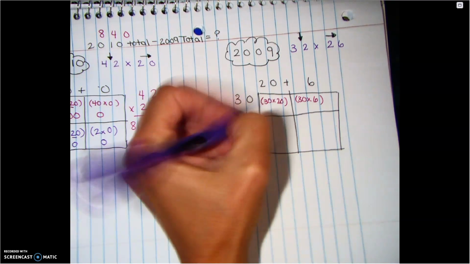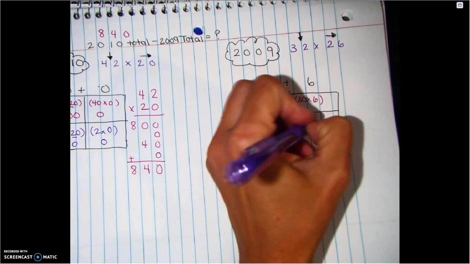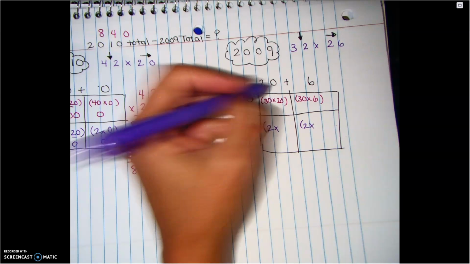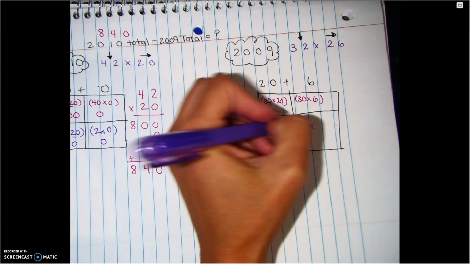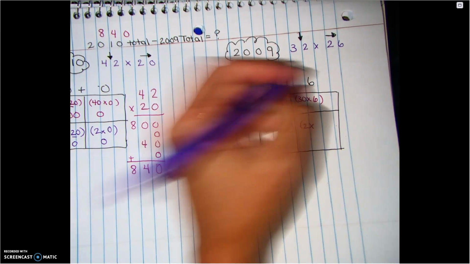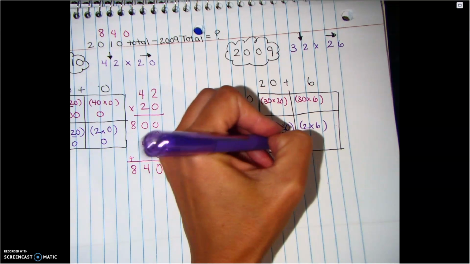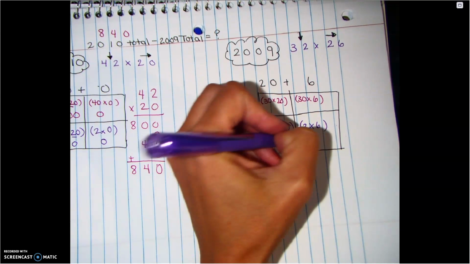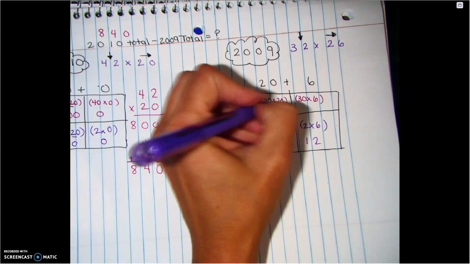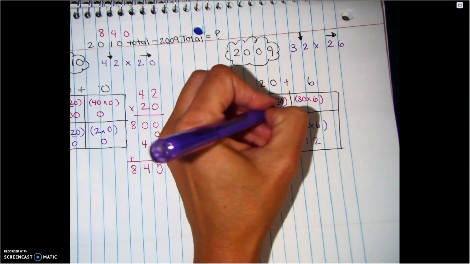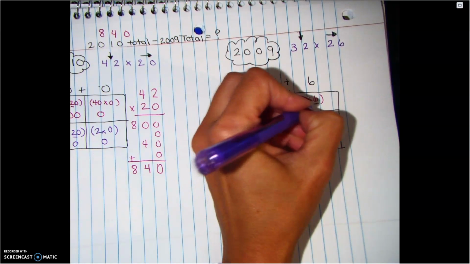And then this is 2 again, so I'm going to do 2 times 20, and 2 times 6. All right. It was 40. 2 times 6 is 12. 3 times 2 is 6, plus my 2 zeros. And 3 times 6 is 18.